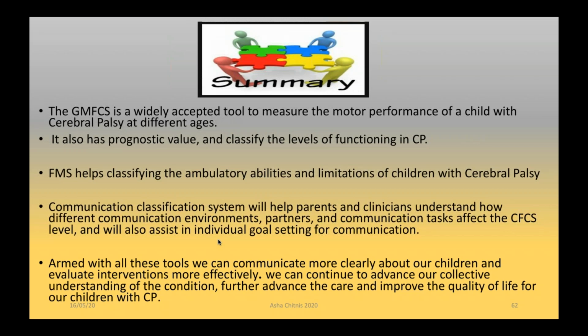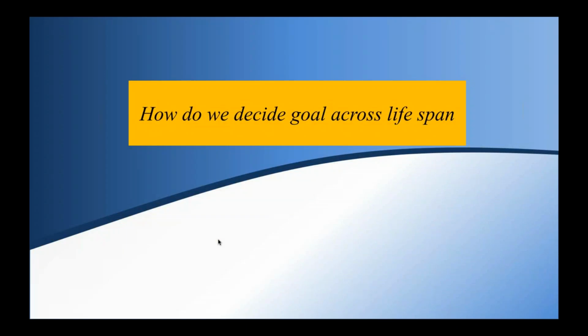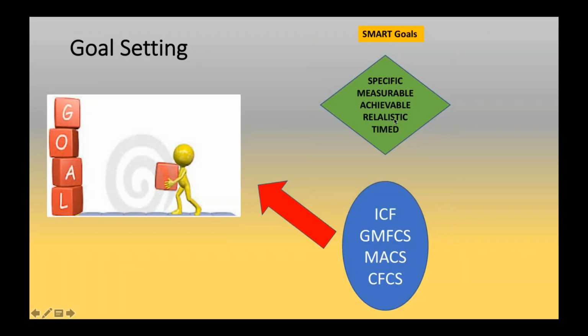Now, how do we decide goals across a lifespan? What I mean by goals, you need all this. I asked you a question, and I saw your poll. I thank everybody for answering those five questions. And I feel SMART goal comes from the study of Margaret Maston, and she says SMART stands for specific, measurable, achievable, realistic, and time. So any goal setting that you do has to be very specific to that child. Please consider all this when you're doing goal setting.